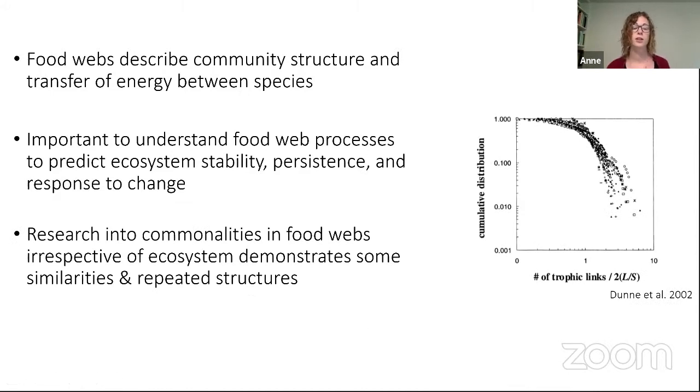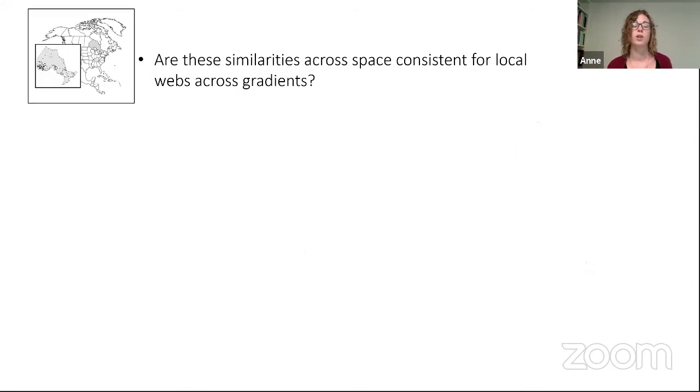There's also a lot of research into the commonalities in food webs, irrespective of the ecosystems. So this is a paper by Jennifer Dunne et al. in 2002, and they were showing that there's consistencies as you move from marine to aquatic to terrestrial systems, irrespective of the ecosystem, showing repeated structures and showing similarities. But this is at a broader scale. What happens when we focus in on local scale differences? So with this talk, I want to answer 4 major questions.